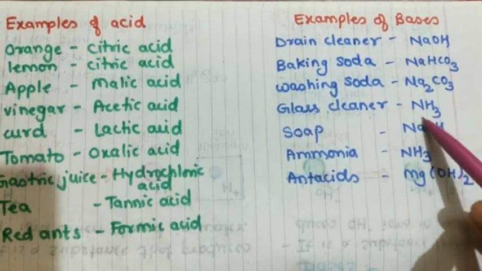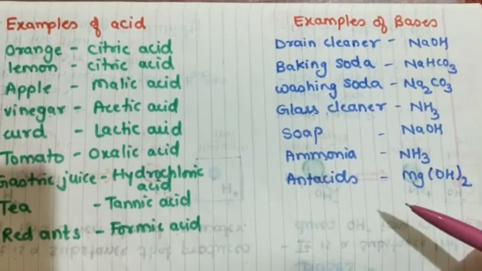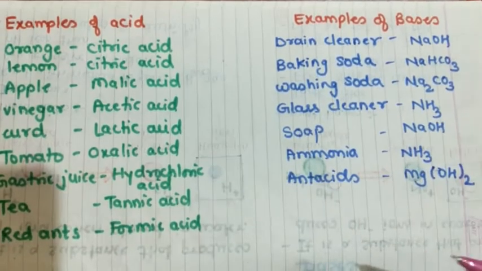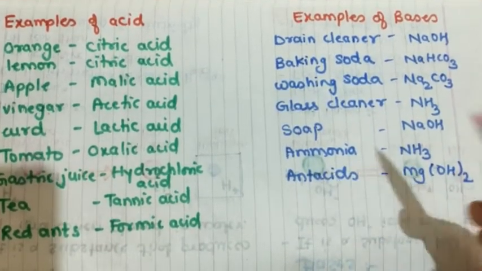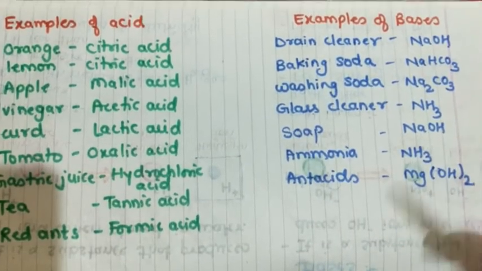Glass cleaner also uses a base, because ammonia is there, and ammonia is also a base. Soap solution also contains a base. Ammonia is NH3. So ammonia solution we also use sometimes in laboratories.